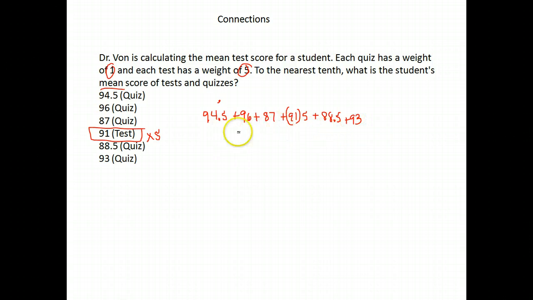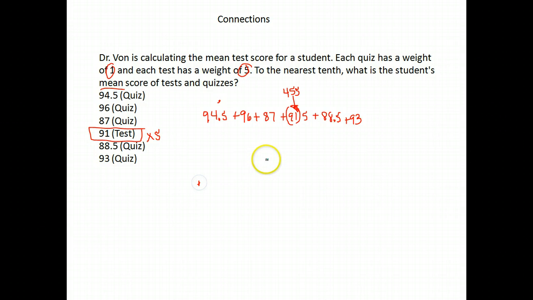So let's go ahead and add those together. Okay, I'm just going to go ahead and write right here 91 times 5. This is worth 455 points. Okay, so we have 94.5 plus 96 plus 87 plus 455 plus 88.5 plus 93.